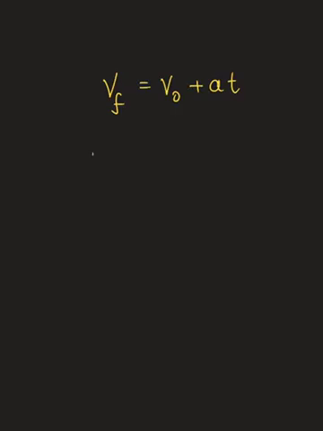Okay, so first off, we know that the acceleration is the time rate of change of the velocity. So remember from calculus that rate of change is another way of saying derivative. So acceleration is the first time derivative of the velocity, which is just saying that the acceleration is the time rate of change of the velocity.